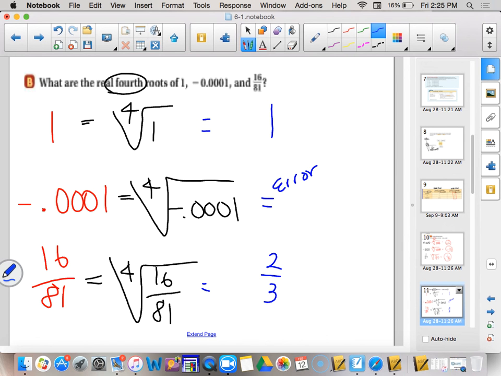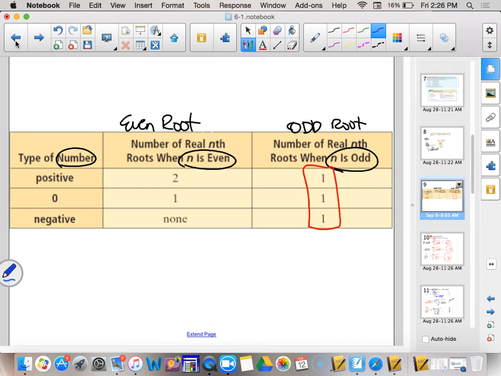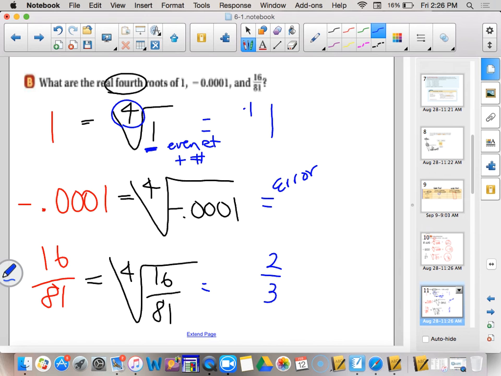Okay, so we need to check our answers and make sure we got it right. So I'm looking at what kind of root? An even root. What kind of number is this right here? So an even root and a positive number. Everybody see that? So I'm going to go back. I've got an even root and a positive number. How many answers am I going to have? 2. So that means this is going to be positive or negative 1.